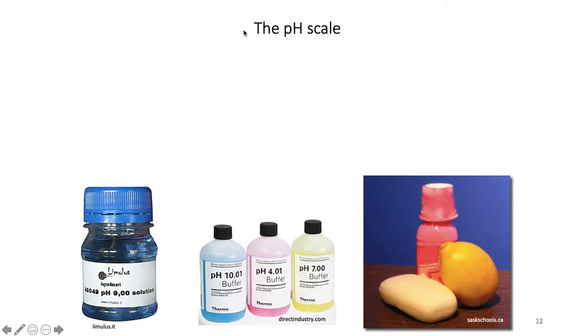We have devised a particular scale that is called the pH scale. You may be familiar with it. You may have heard the term pH before. We use the pH scale to figure out whether a solution is acidic, basic, or neutral, or when comparing two acidic solutions, which one has a higher or lower pH, which is more acidic or less acidic, more basic or less basic. We use the pH scale.